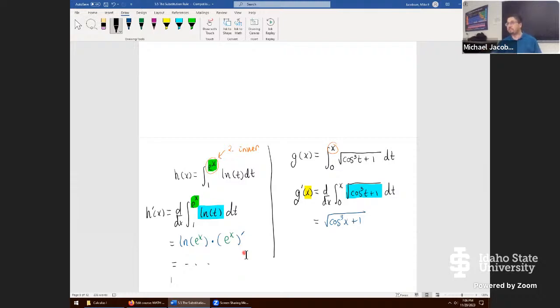We use the fundamental theorem part 2 so often that it's really easy to forget the fundamental theorem part 1 that we just took a look at here.